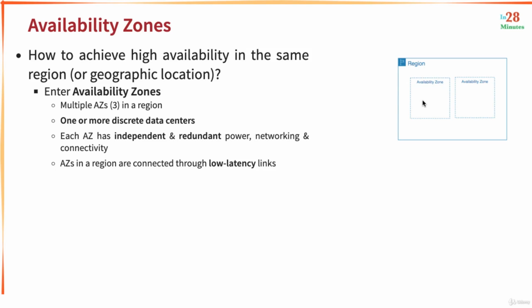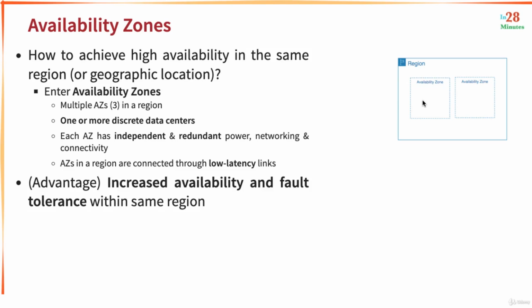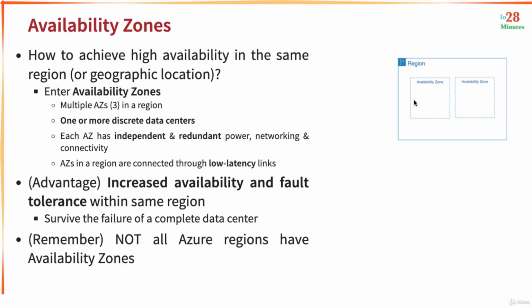All the availability zones in a region are connected through low latency links. So you'll not have a high performance impact when you deploy applications across multiple availability zones. The biggest advantage of having multiple availability zones is increased availability and fault tolerance within the same region. Even if one of the data centers completely fails, your application will still be available if you are deploying to multiple availability zones.